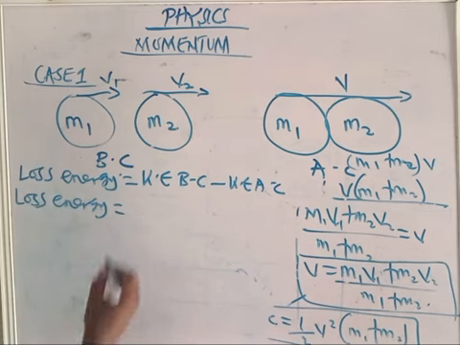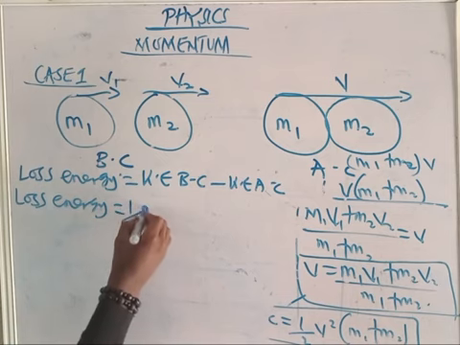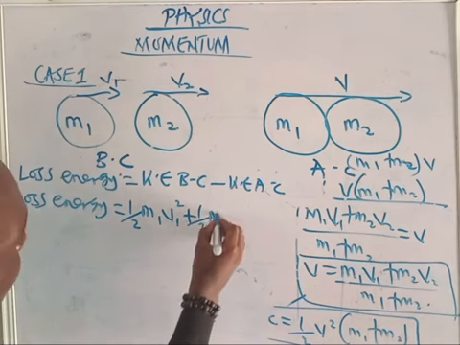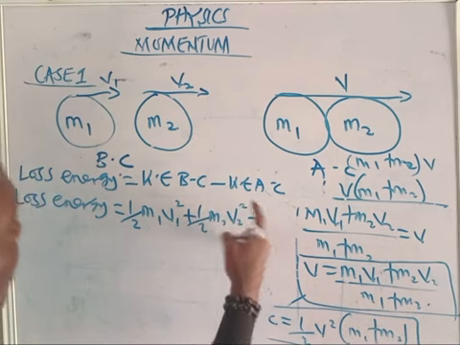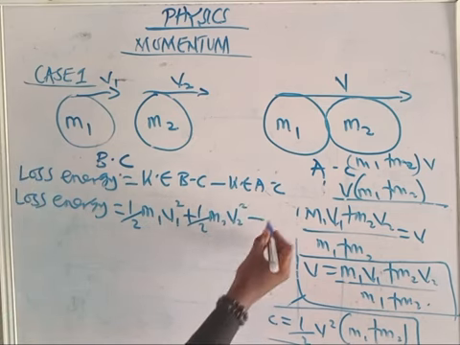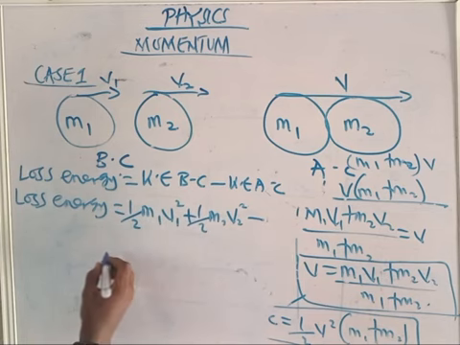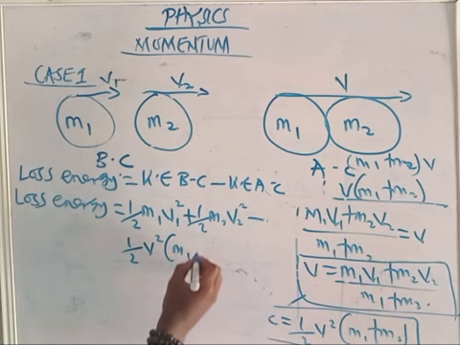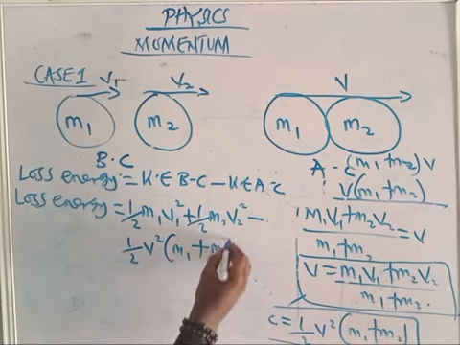So loss energy, or energy loss, gives us our formula. KE before collision was 1 over 2 m1 v1 squared plus 1 over 2 m2 v2 squared, then minus our after collision just now, which was 1 over 2 V squared, open bracket, m1 plus m2. This is what we had.